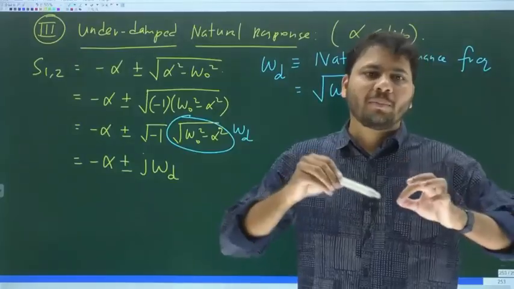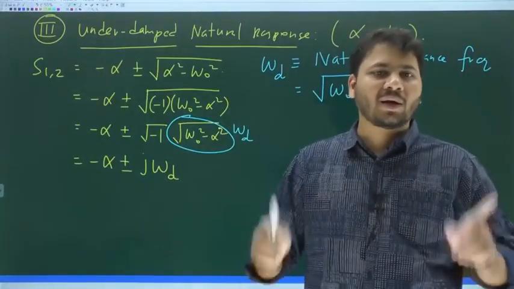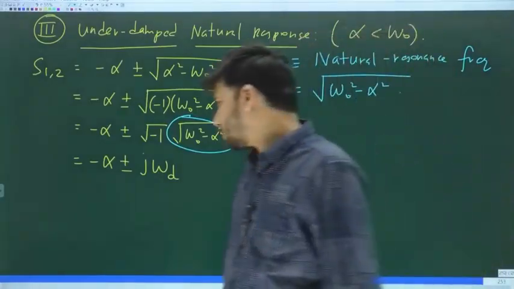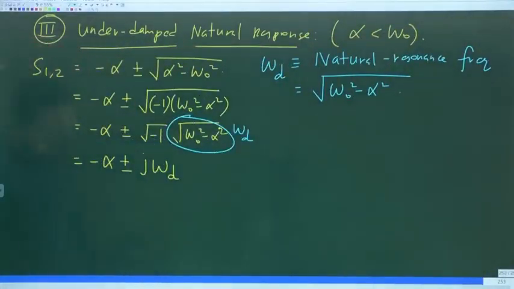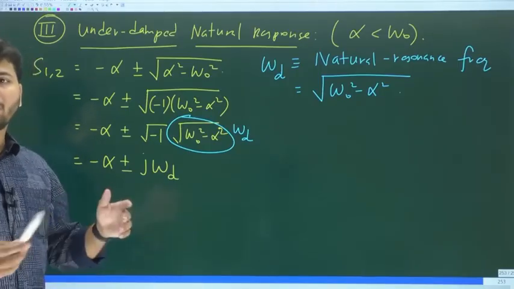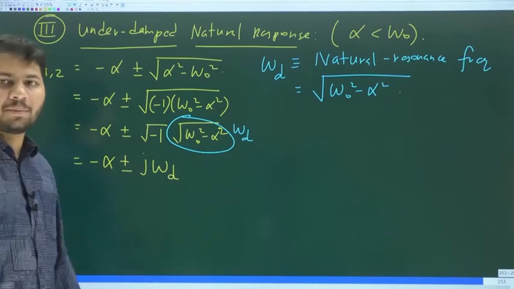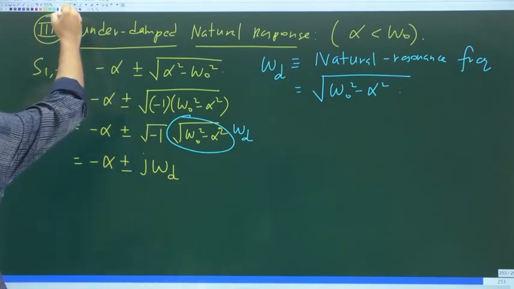So minus alpha plus j omega d and minus alpha minus j omega d, are they not complex conjugates of each other? Yes. So what is the real part of both the poles? Minus alpha, which is negative real. So the two poles will lie on the left half plane. Of course, they are complex conjugates.